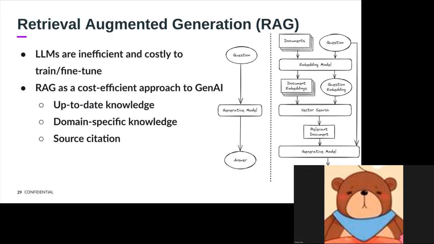On the other hand, retrieval augmented generation, or RAG, is a cost-efficient approach to generative AI. You start by gathering all the documents for your need, and use the embedding model to generate the document embeddings. Now, when a question comes, you use the same embedding model to generate a question embedding. Then you do a vector search on document embeddings and the question embedding to find the relevant document. Now you pass both the question and the relevant document to the generative model and use in-context learning to produce a more relevant answer. So RAG can also help reduce generative AI hallucination because it provides some sort of source citation to the relevant document.